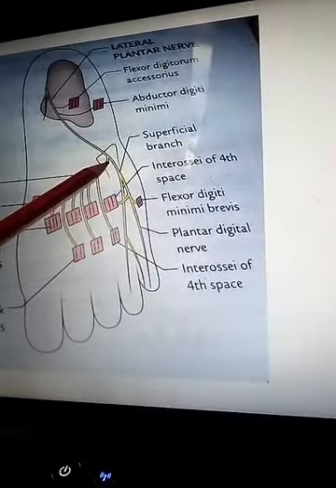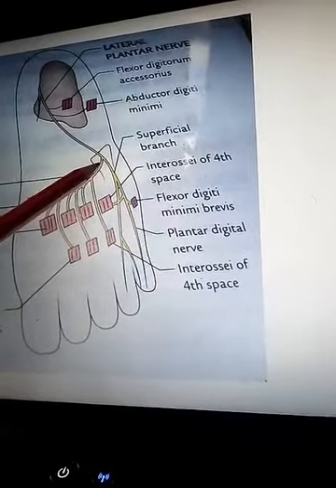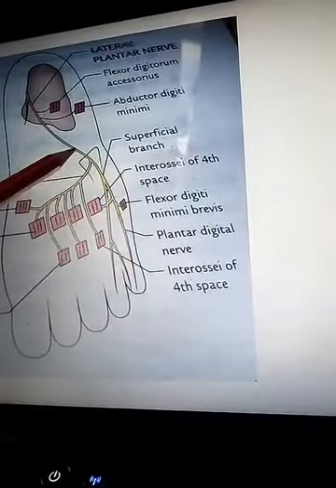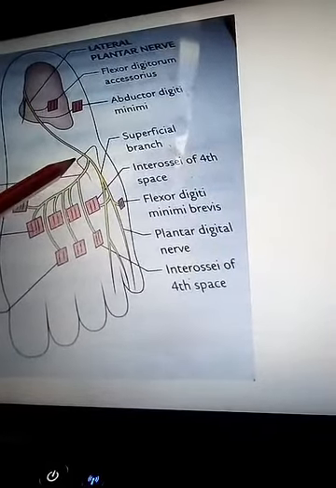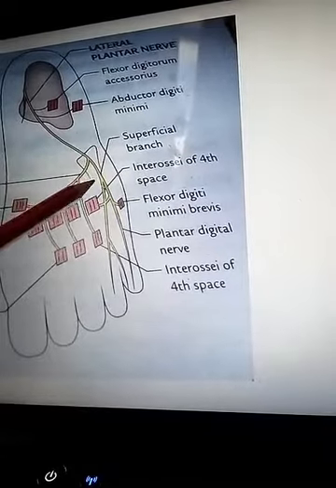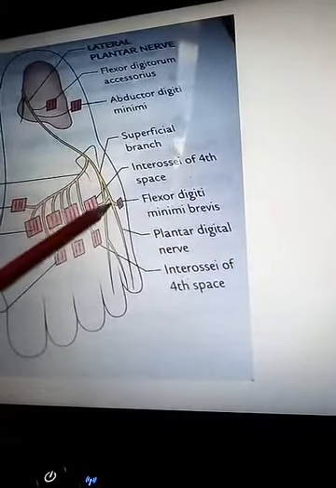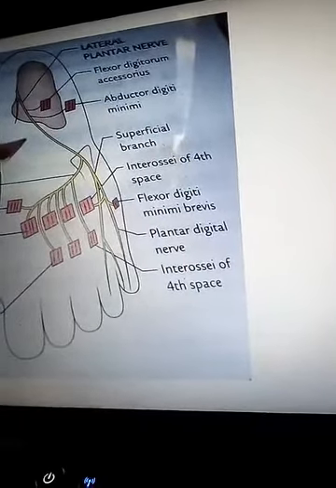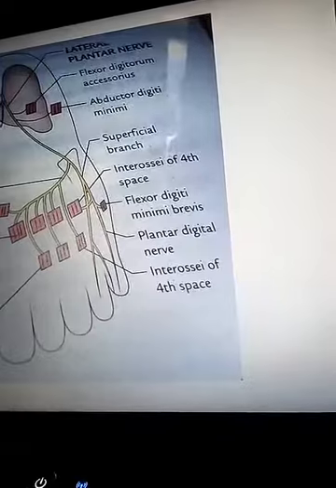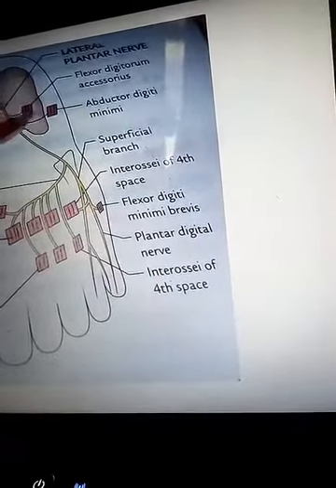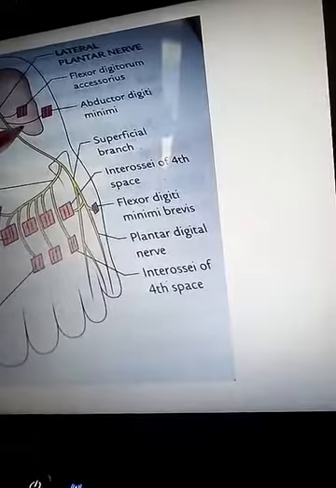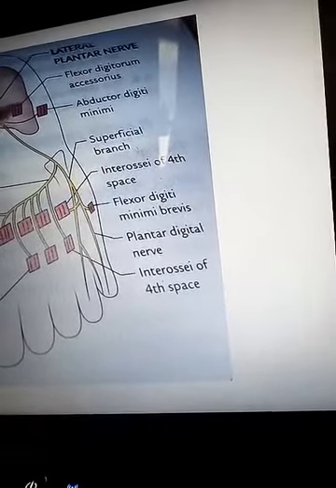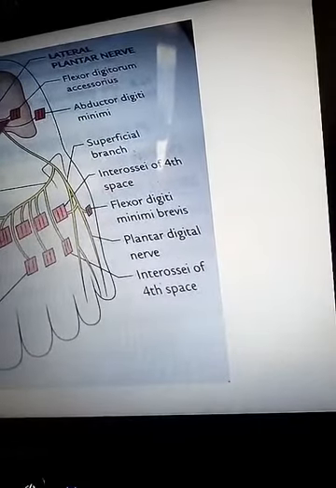the sole of muscles. On reaching between flexor digitorum brevis and abductor digiti minimi, it divides into the superficial and deep branches. Branches from the main trunk give cutaneous to the lateral part of the sole, muscular to supply the two muscles abductor digiti minimi and flexor digitorum accessorius.